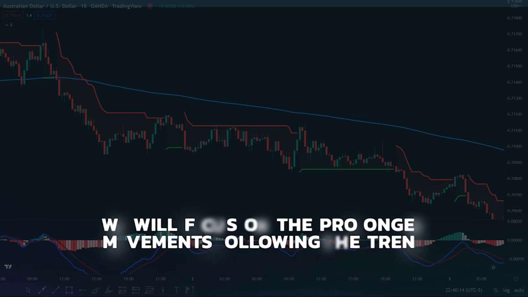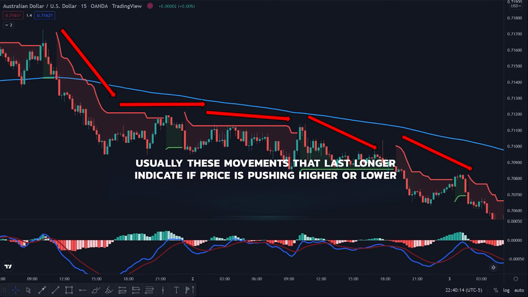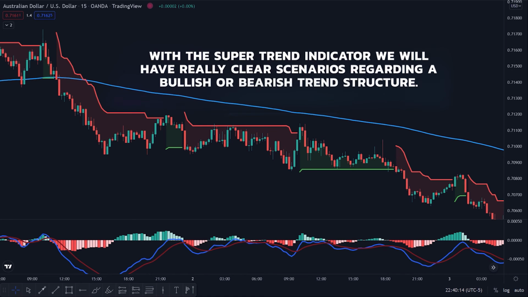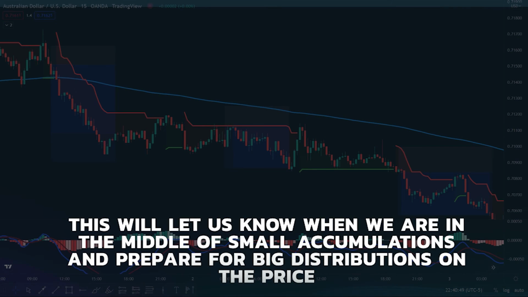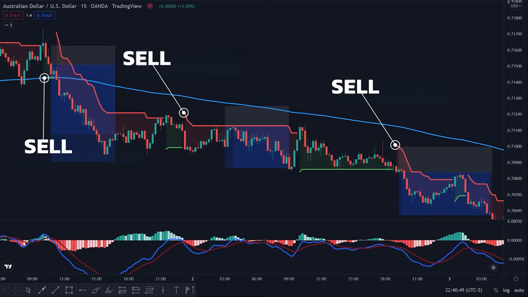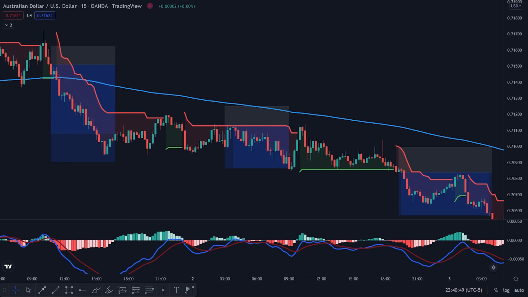We will focus on the prolonged movements following the trend. Usually these movements that last longer indicate if price is pushing higher or lower, and with the super trend indicator, we will have really clear scenarios regarding a bullish or bearish trend structure. This is where the strategy comes in. This will let us know when we are in the middle of small accumulations and prepare for big distributions in the price, giving us the opportunity to buy when the price is low and sell when prices are exhausting at high levels. This will let us trade when there is a change of character, or ride long-term trades safely, entering the market in an ongoing trend.